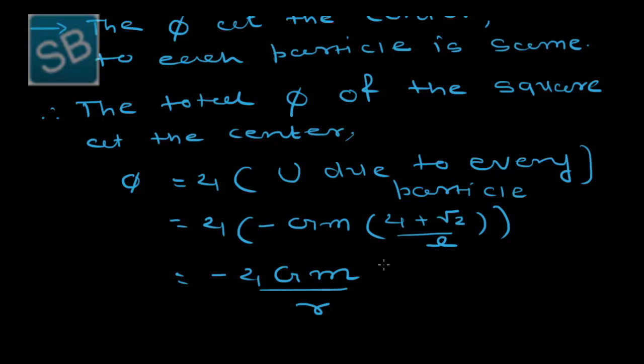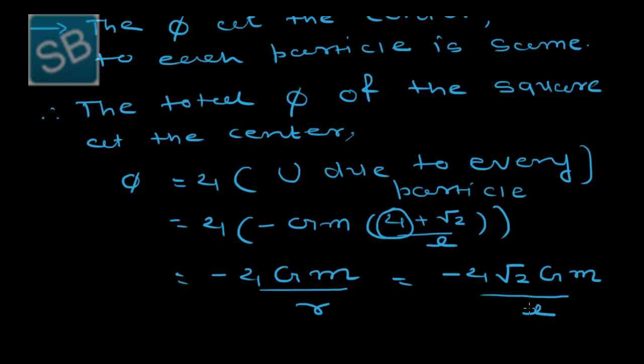And if you simplify this result more, then you will get this answer: minus 4 under root 2 G into M over L, where this 4 times I have cancelled out. So root 2 over L, so this will be cancelled, 1 over L. So it is only root 2 over L, and hence this is the actual value of gravitational potential.